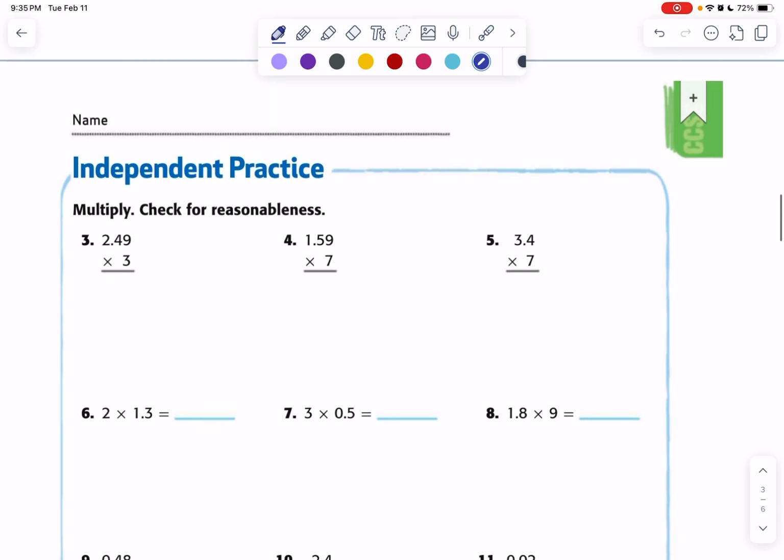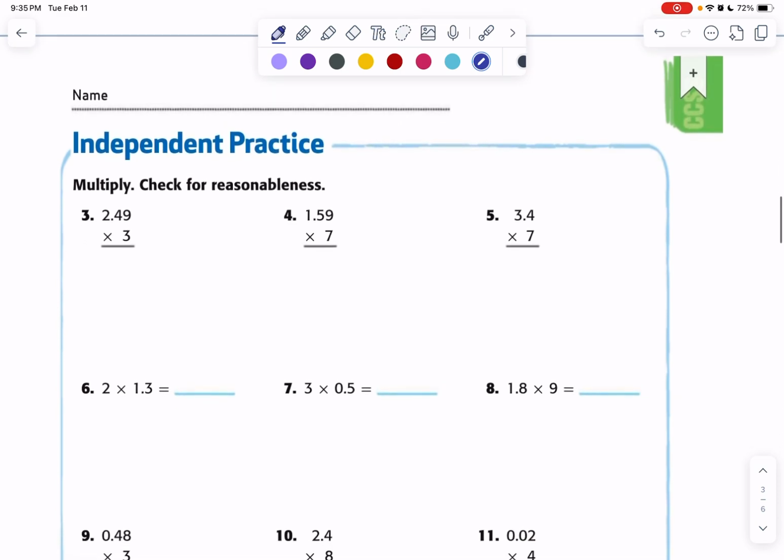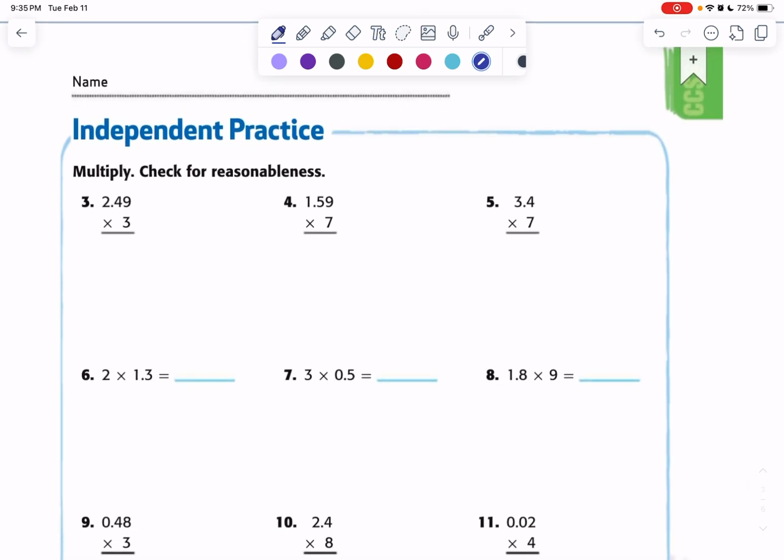Okay, so now you're going to try some on your own. It says check for reasonableness, so we should be seeing an estimate as well. And it's good if you do those first because the estimate will help you check yourself that you have a correct answer. And if you round in a way that it's easy mental math, it won't be very stressful to estimate first. All right, go try those.